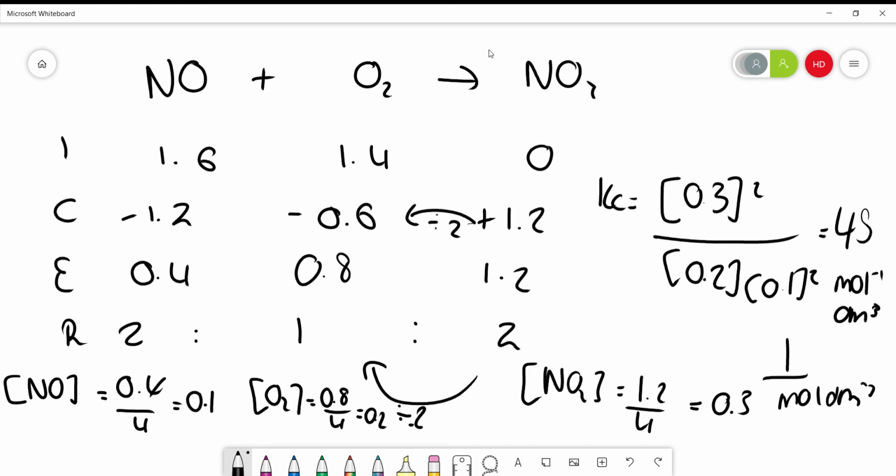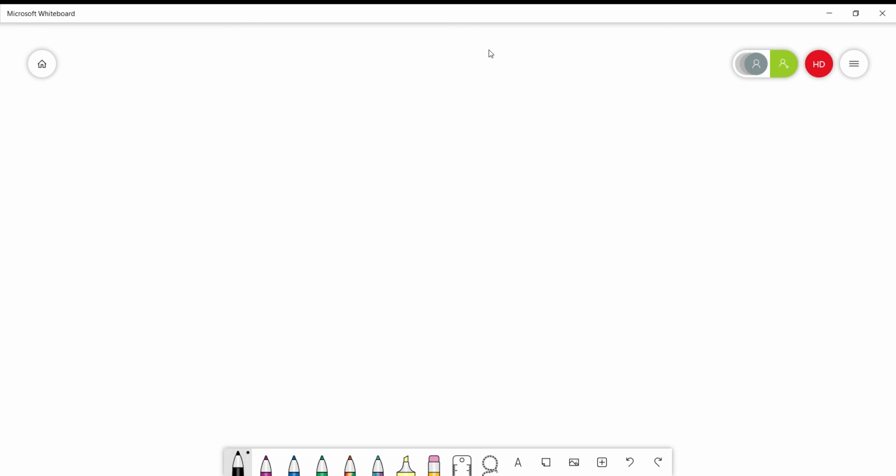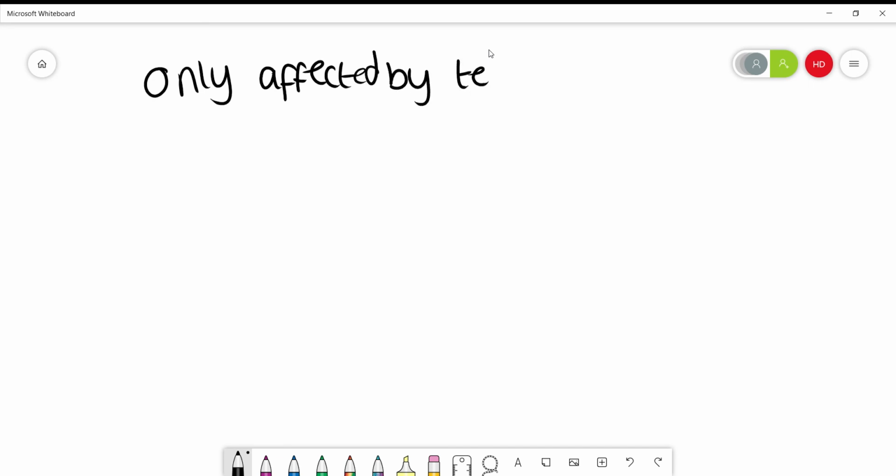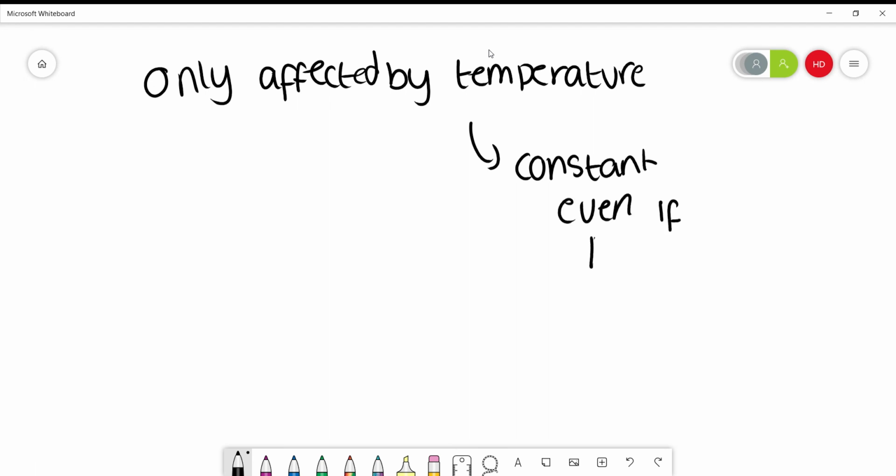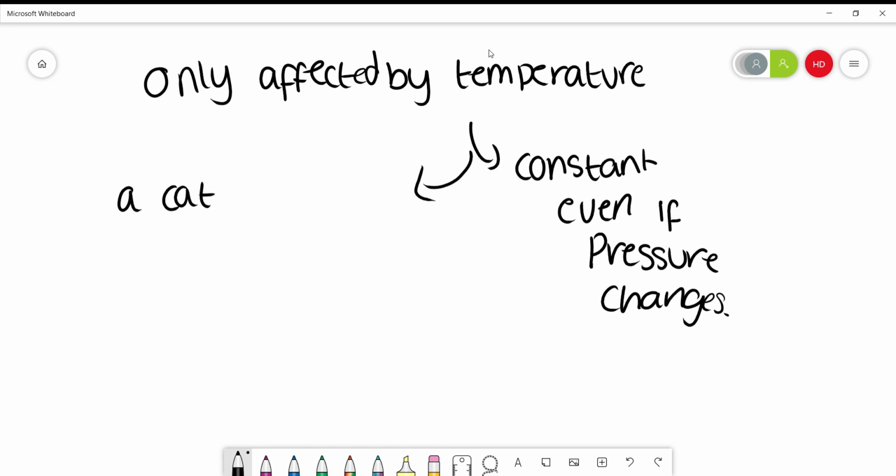Final point on Kc, just as a last thing to talk about. Kc is only affected by temperature. Kc is not affected by any other factor. So it's constant, even if pressure changes. A catalyst will speed up the rate of reaction of both the forward and reverse reactions equally.